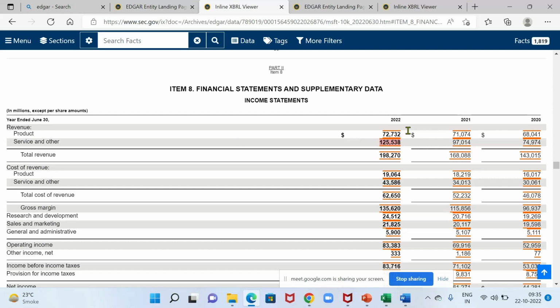So this is again a full year number. So total revenue is 198 billion. Okay, these numbers are in millions, so divide this by 1000 to get billions. So 198 billion is the total revenue Microsoft generated in the last 12 months.